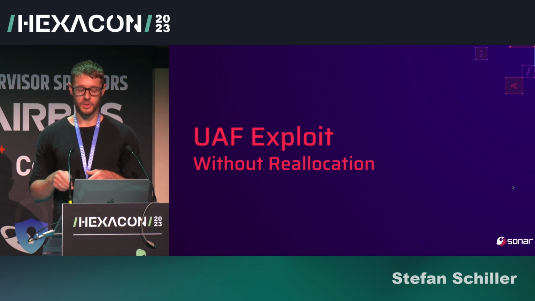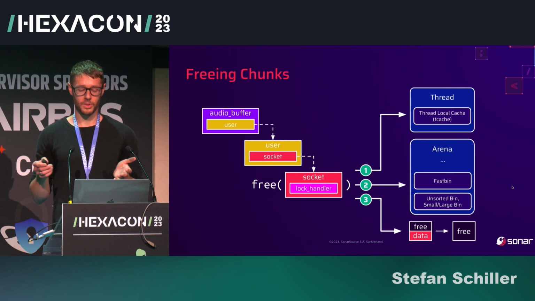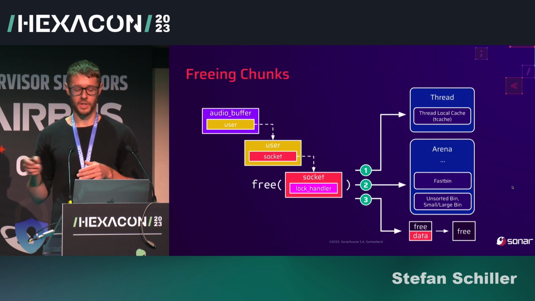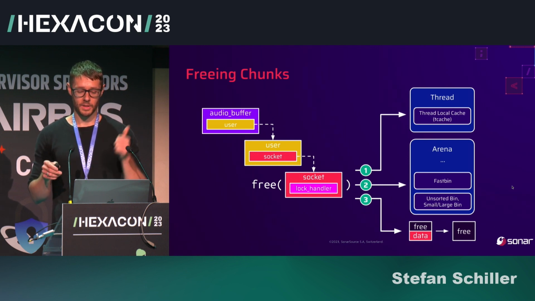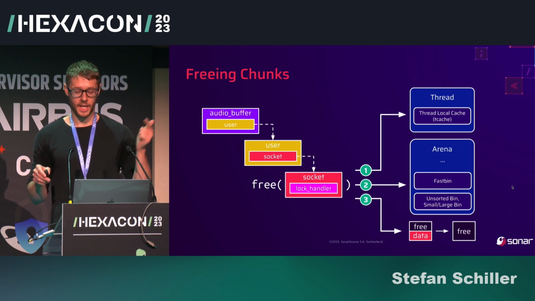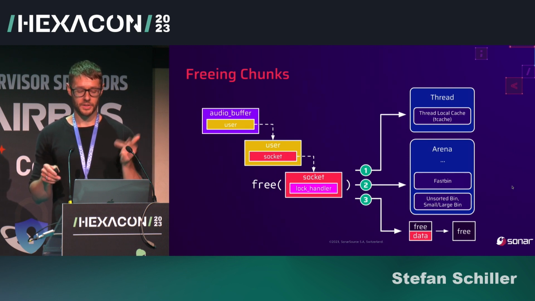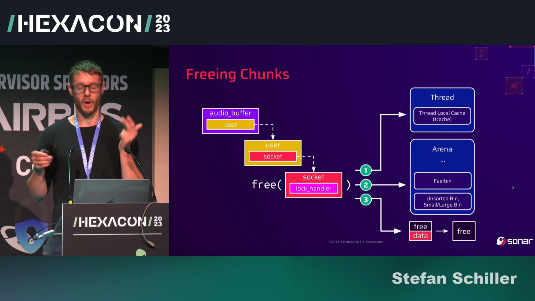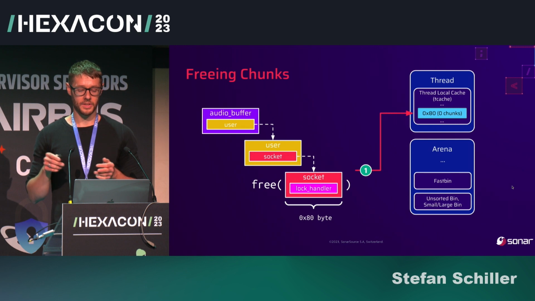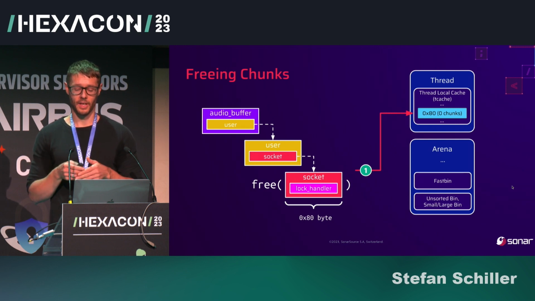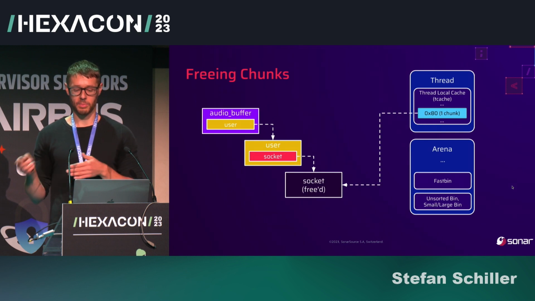One interesting approach is to exploit the use after free vulnerability without any reallocation by leveraging glibc's heap internals. What does this look like? The socket data structure is freed first. When a chunk like this is freed, there are basically three possibilities. The first, the chunk is put into a T-cache bin. The second, the chunk is put into a bin of its arena. And the third, the chunk is merged with the surrounding chunks. Because of its size, the socket is suitable for the hex 80 T-cache bin. Thus, when it's placed here, the head pointer of this T-cache bin is updated to reference the now free chunk.